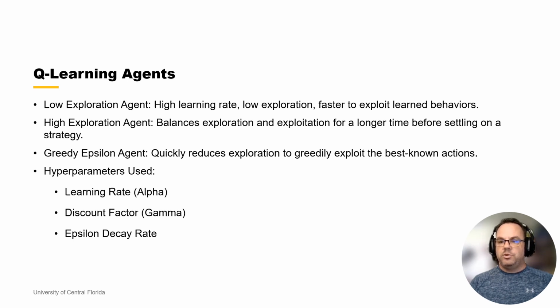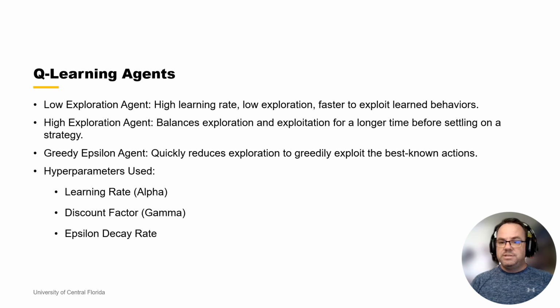Next, the high exploration agent. As the name suggests, this agent explores more than the low exploration agent. It continues exploring for longer due to a slightly lower epsilon decay rate. This gives it more chances to learn the environment and find multiple routes to the goal before it converges on a strategy. And then finally, we have the greedy epsilon agent.